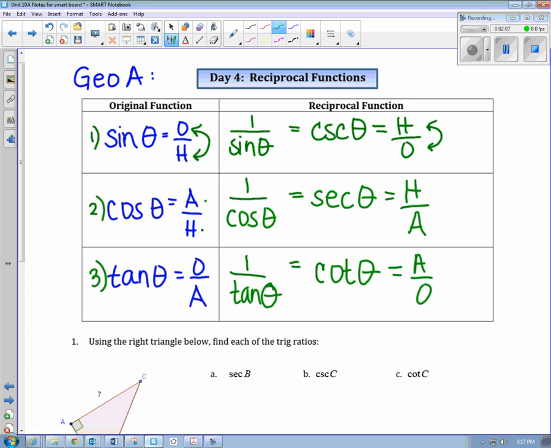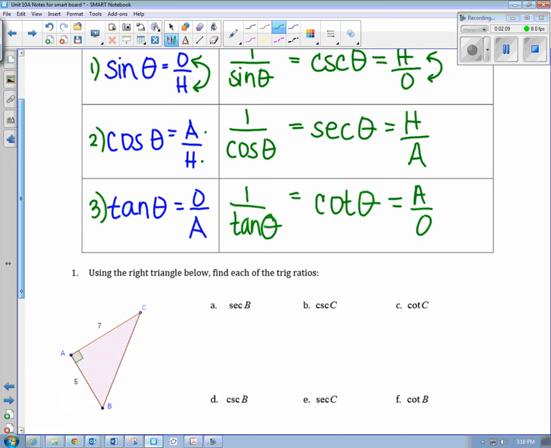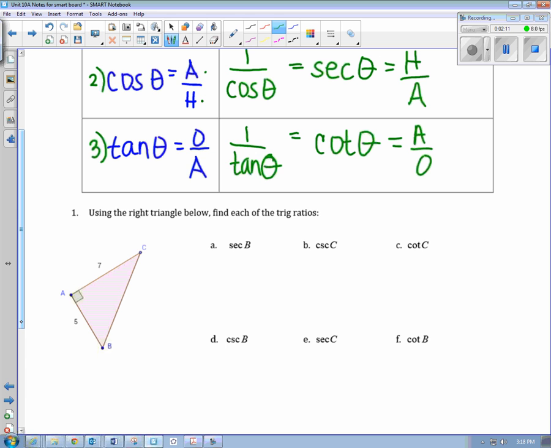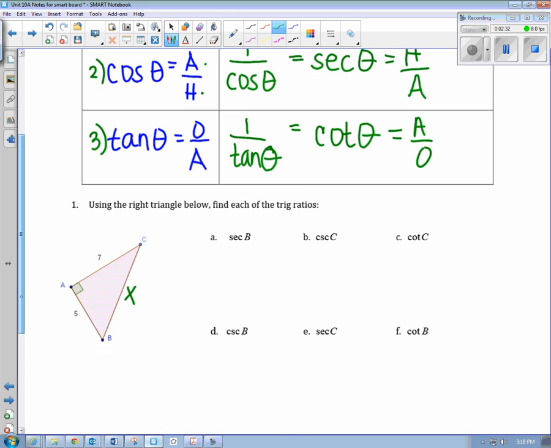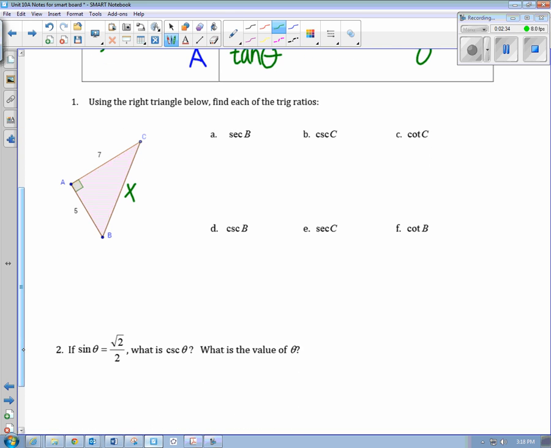So if we take a look at our triangle in example number 1, they want us to find each of the following, and they're talking about angles B and C, the secant, cosecant, and cotangent of each of them. So in my triangle, I have a missing side over here that I don't know the length of. So I'm going to use Pythagorean theorem to find that missing side length before I do anything else.